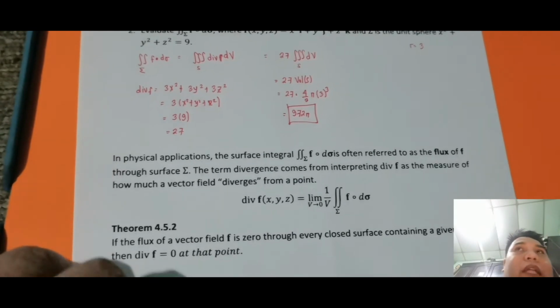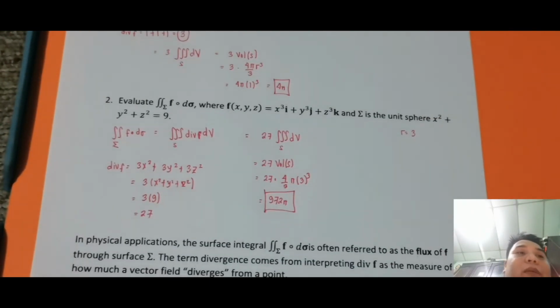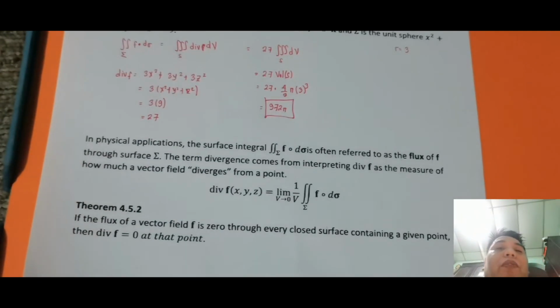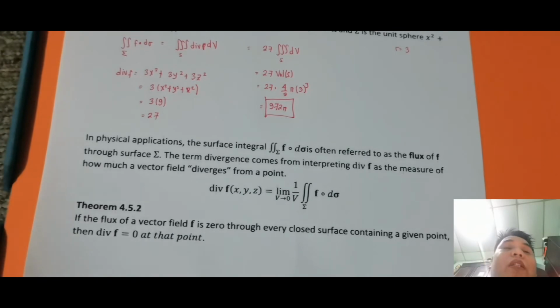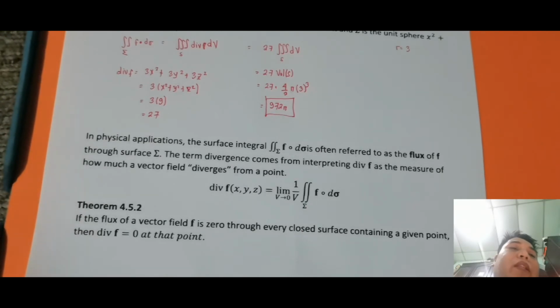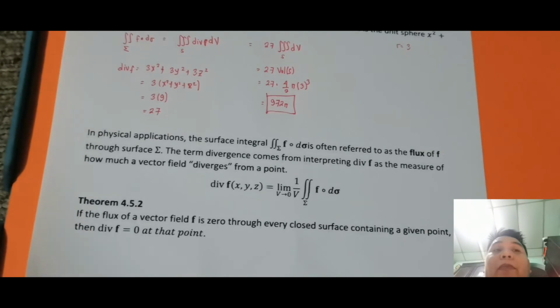Okay, so that is our value for the double integral. So remember, this only works when it's a solid. You only use the divergence theorem when you see that it's a solid. And lastly, in physical application, the surface integral, the double integral of f dot d sigma, is often referred to as the flux of f. So when you get the surface integral, it is referred to as the flux of f through the surface sigma. So flux is something from physics.